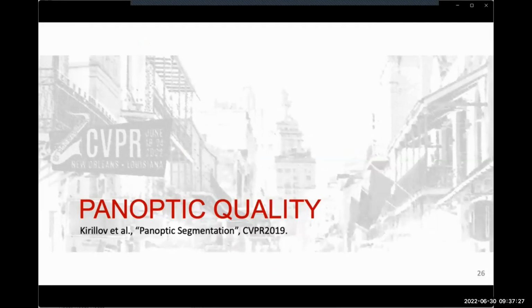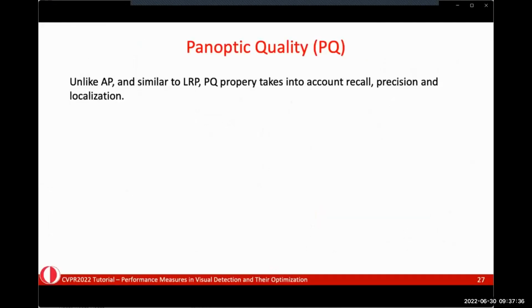Alright, now let's look at another performance measure called the panoptic quality, and panoptic quality was proposed in CVPR 2019.